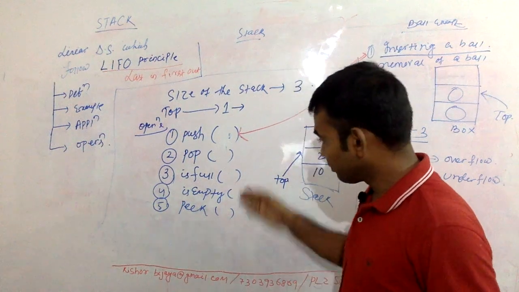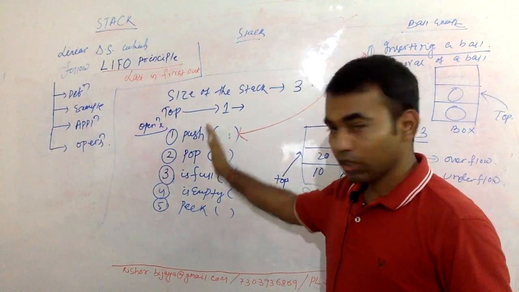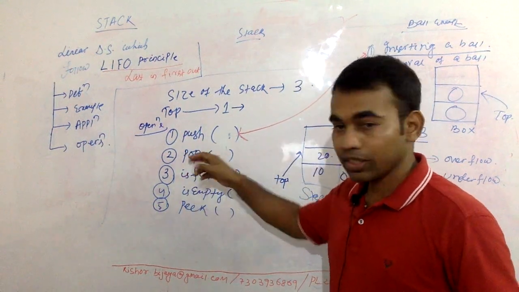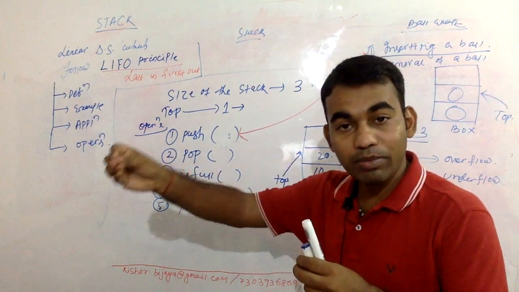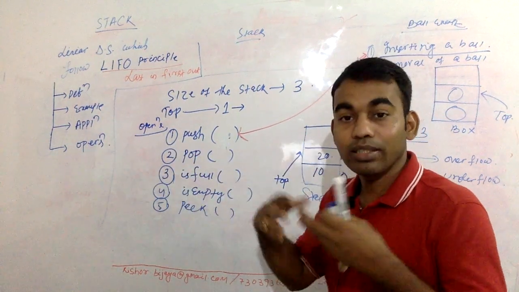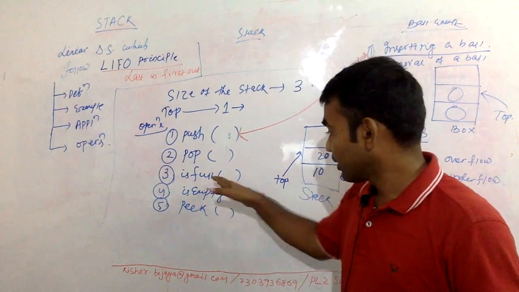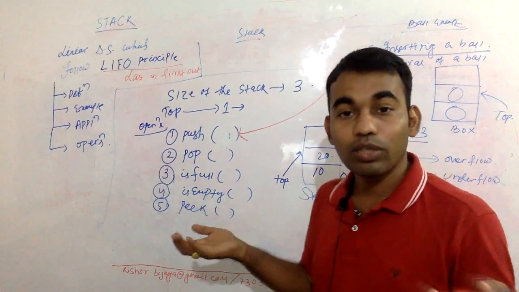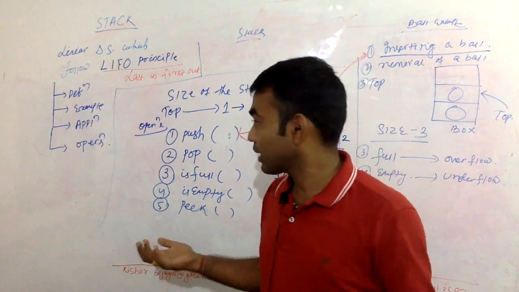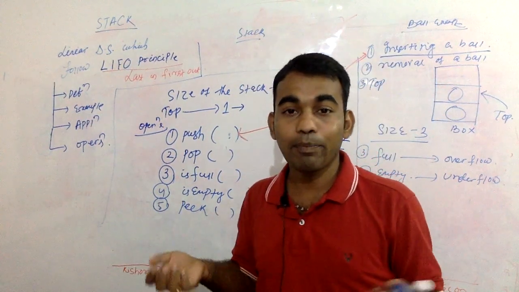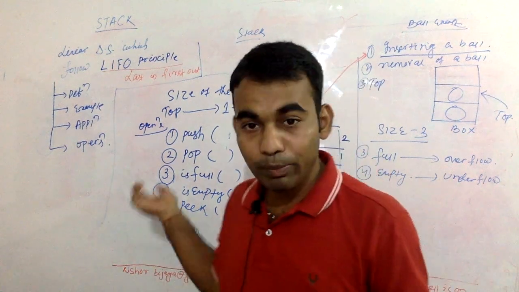So these are the operations: push, pop. Push means insert an element into the stack, pop means remove one element from the stack, and isFull checks whether the stack is full. isEmpty checks whether the stack is empty. Peek means find the top element. Then the question is, what are the applications of stack and how to implement all these things?